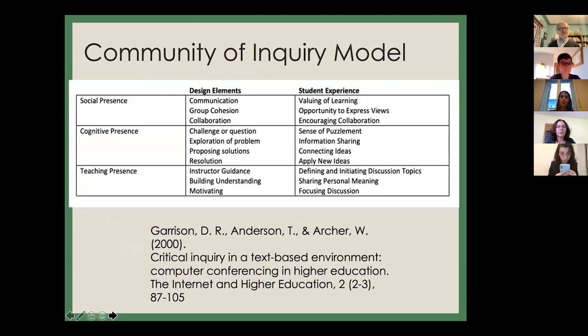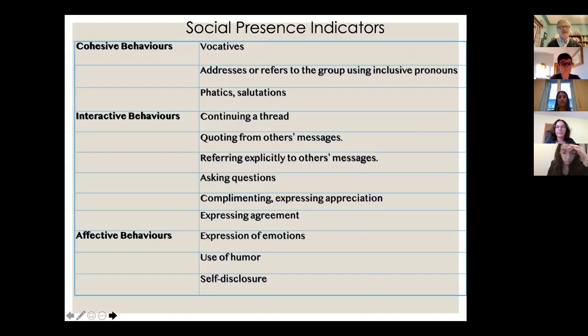So how does the model work? There's the big three: social presence, cognitive presence, and teaching presence. And then we developed what we call design elements, or sort of the major features of it. And then we finally got to, as you'll see in the next slide, for each one of them, we developed indicators. And this is just an example.